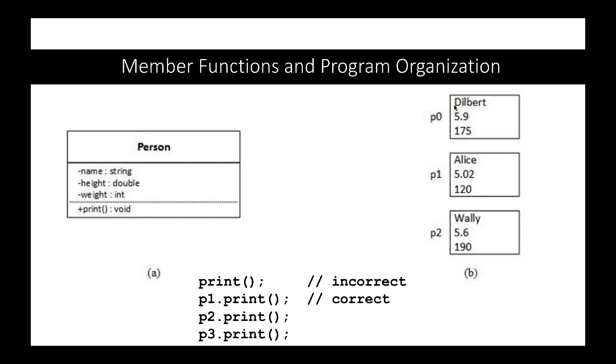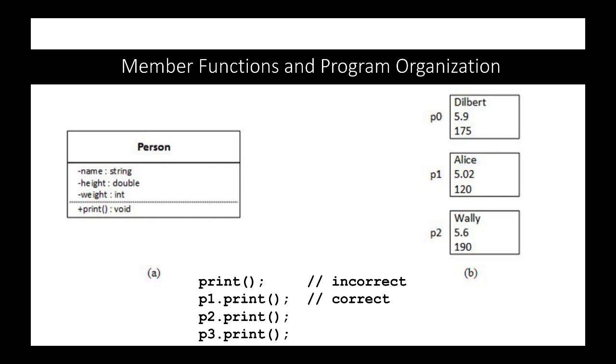Looking over here, we have 3 instances of the person class. One with the name Dilbert, one with the name Alice, and one with the name Wally. That's what this is over here. It is an error to call a function without it being attached to an object. How would this work? If you put this person class inside of a main and just tried to call print, without defining a person object first, you would not have access to that print function.